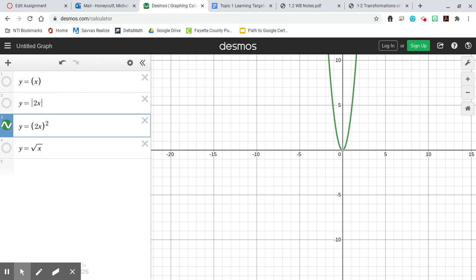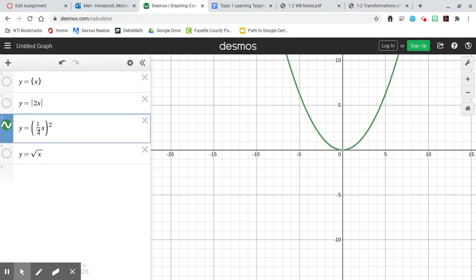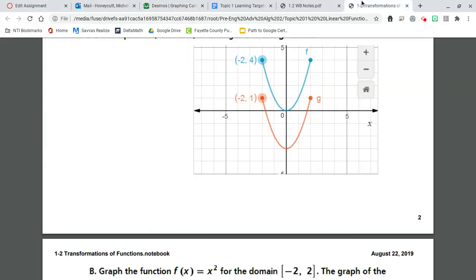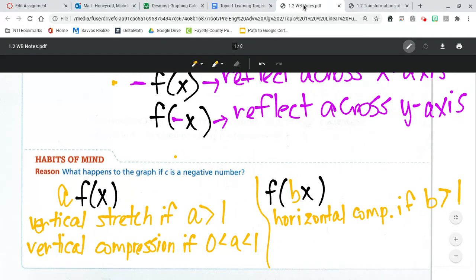Okay, now if that number is a fraction, we'll see a horizontal stretch, like it's stretched out more towards the horizontal axis. So we'll call that a horizontal stretch if that b value is between 0 and 1.